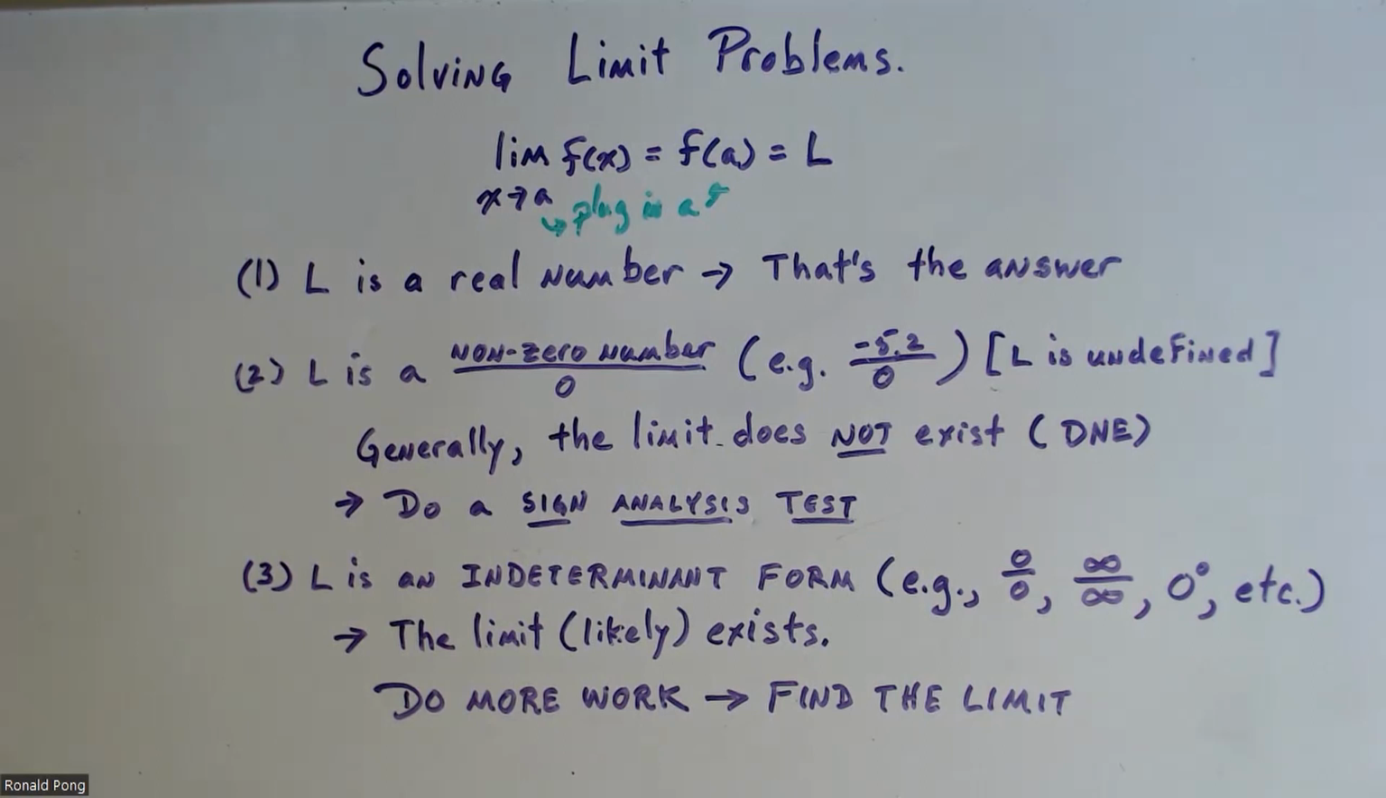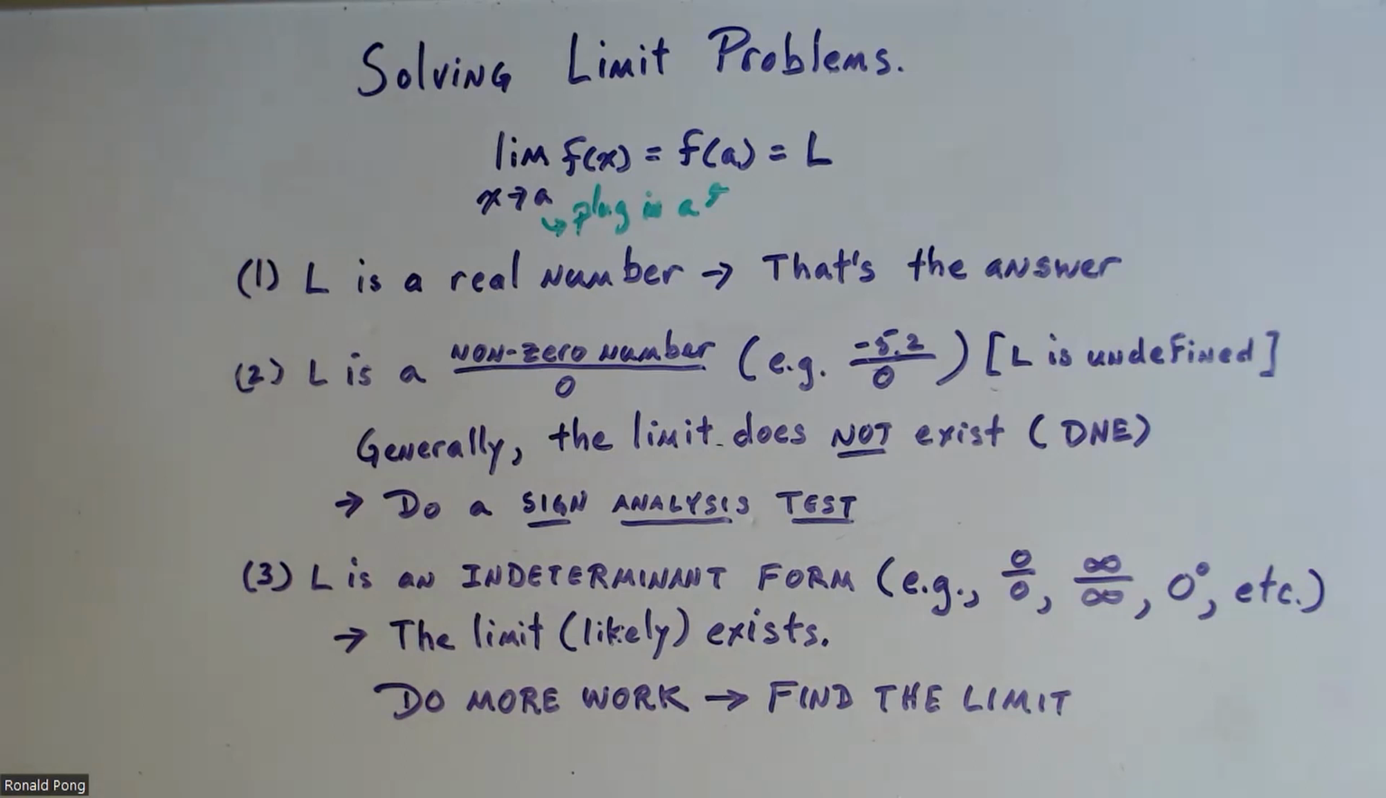A second possibility is L is a non-zero number divided by 0. For example, negative 5.2 divided by 0. In this case, L is undefined. In general, if we get an undefined result, the limit does not exist. It's a DNE. But typically, we want to do one more test called a sign analysis test before we say strictly that this is just undefined. We'll see this in an example in a minute.